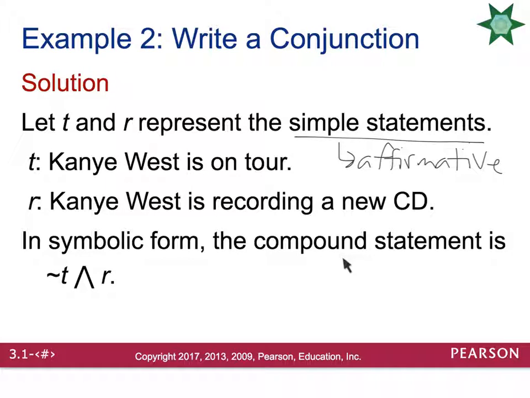So in symbolic form, the compound statement would be, since we're saying Kanye West is not on tour, we're going to take the negation of T. Okay, so there's that squiggly T. And the connector, conjunction, sorry. R is Kanye West is recording a new CD. So using symbolic logic, we write it like this. This means Kanye West is not on tour and Kanye West is recording a new CD.